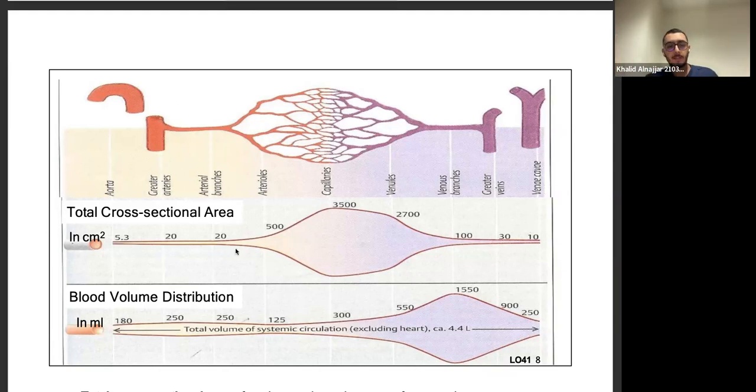I hope you can appreciate it right here. So, for example, the cross-sectional area of the aorta is 5 centimeters squared. Okay, but the cross-sectional area of the capillaries is 3,500 centimeters squared. This is huge. This is vast. This is very big. Why? How do we have this huge cross-sectional area in our bodies? This is because of tiny vessels, but too many of them creating this cross-sectional area.